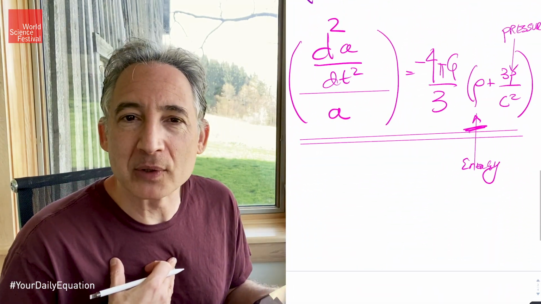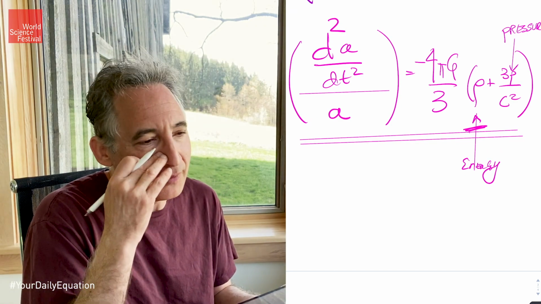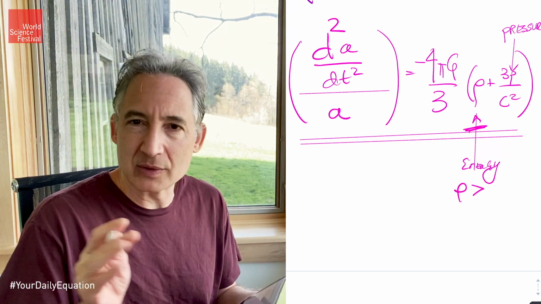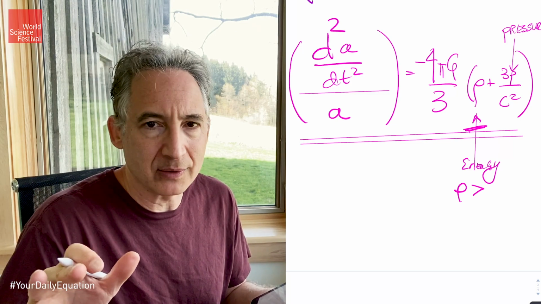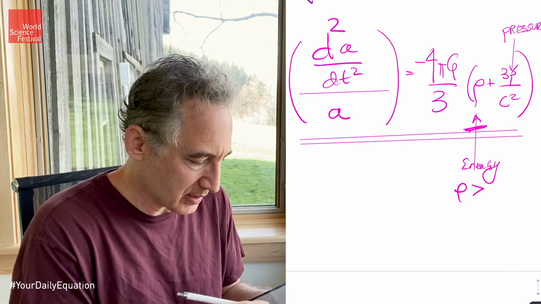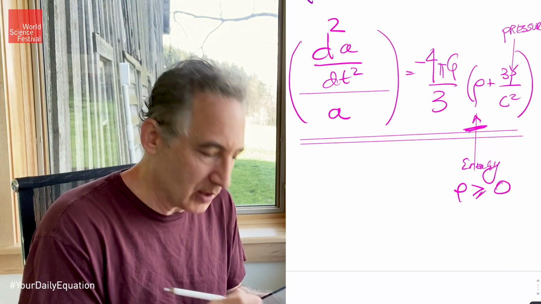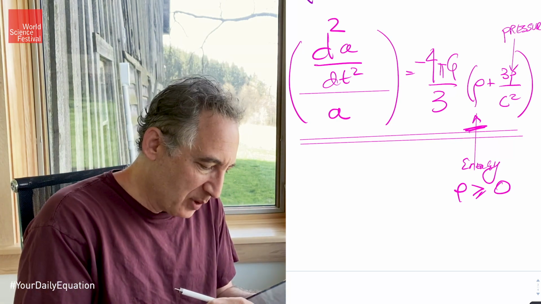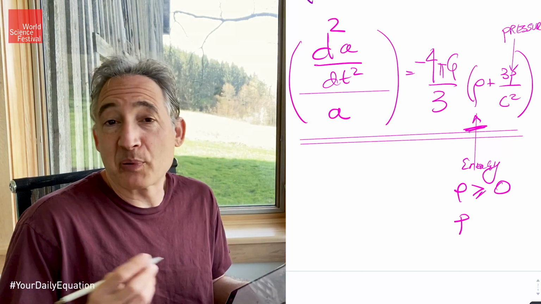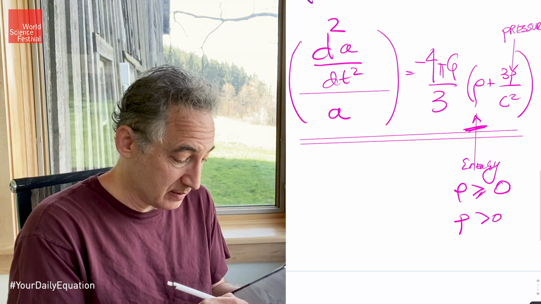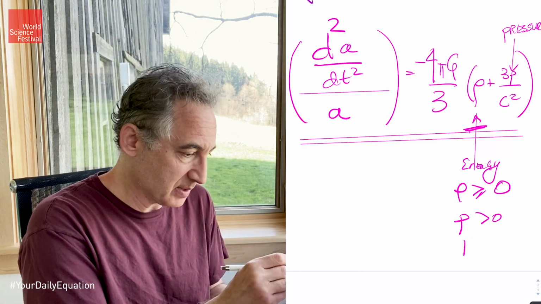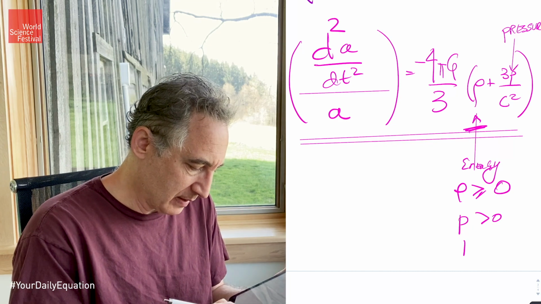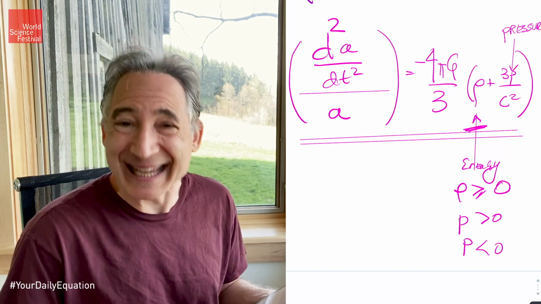Now, why is that important for the story that I'm telling you right now? Well, energy density rho, unless you're doing some strange quantum mechanical things like Casimir energy, which I'm not going to focus on now, is always greater than or equal to 0, right? The mass is a positive number. But what about pressure? Well, pressure, sure, it can be positive. But pressure can also be negative.